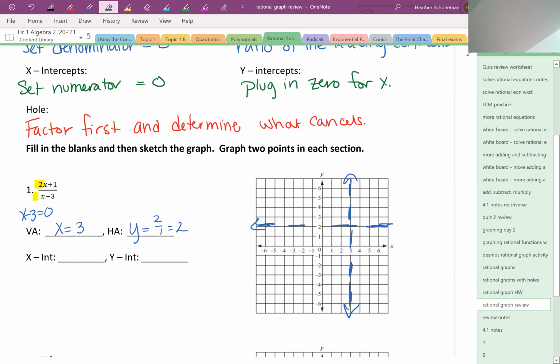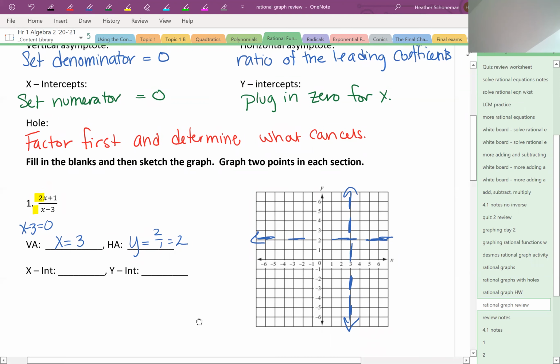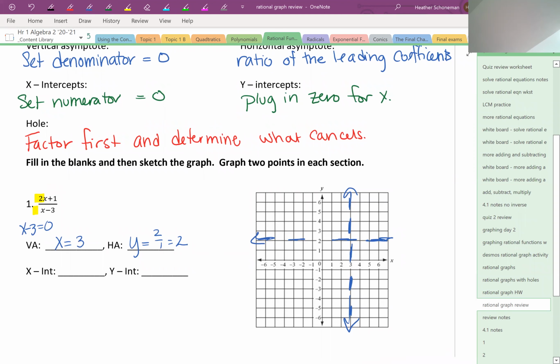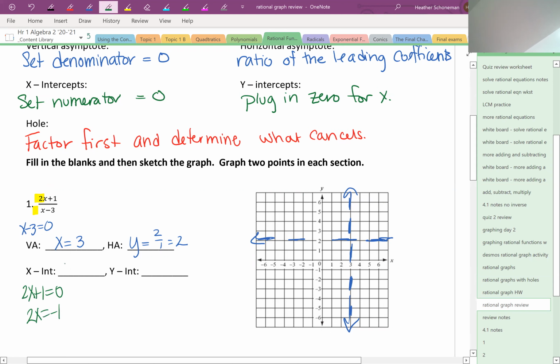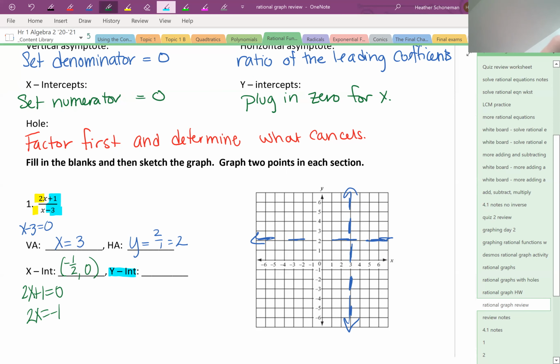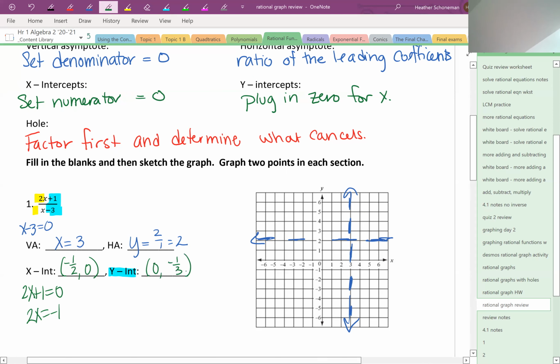So the first point I'm going to find is the x-intercept. And that, as we can see from our chart up above, is when the top or the numerator is set equal to 0. So I'm going to have 2x plus 1 equals 0. So I have 2x equals -1, so x is -1/2. And the x-intercept and the y-intercept are always written as an ordered pair. The y-intercept is when x goes away. So if x goes away, we're just left with the numbers at the end, and that gives us that y is -1/3.